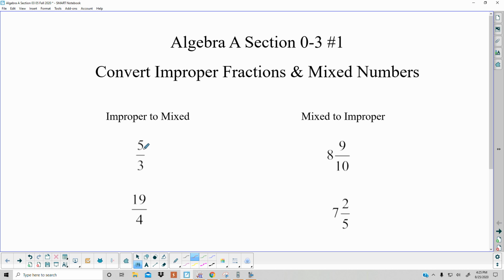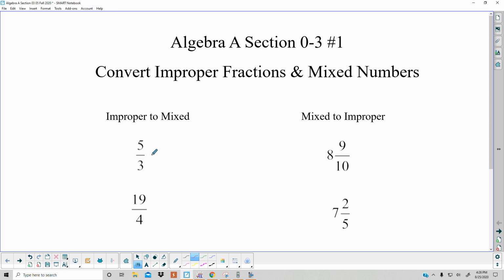Okay, so the first thing they're going to ask you guys to do is convert between an improper fraction to a mixed fraction. An improper fraction looks like the number on top is bigger than the number on the bottom. So these would be improper, where the top is bigger than the bottom. These are mixed. You have a whole number with a fraction. Again, the numerator is smaller than the denominator. These are mixed fractions.